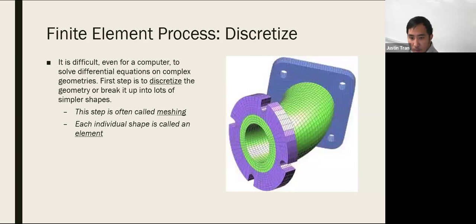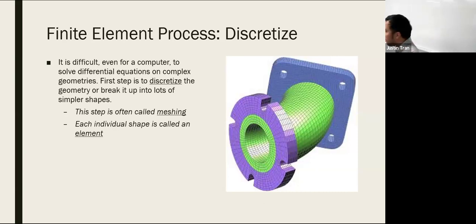Okay. So the other thing I wanted to go over today is what I call the finite element process. This is something we're going to talk about a lot in this class. Like I mentioned, this class is focused a lot more on the theory, and to understand the theory, you have to understand the process we need to follow to do a finite element analysis. So the first step is to discretize.